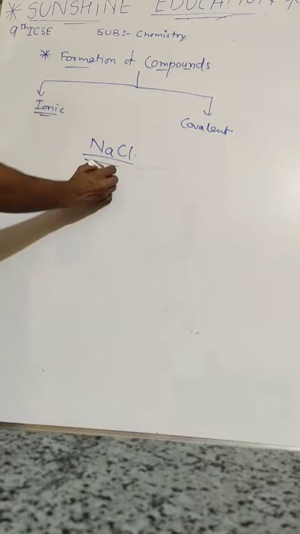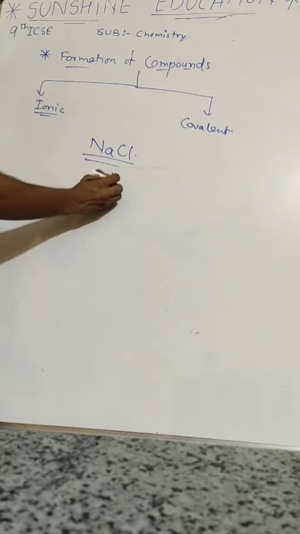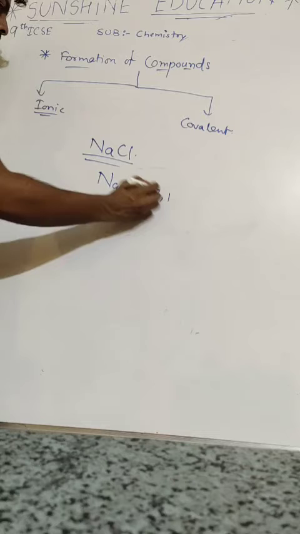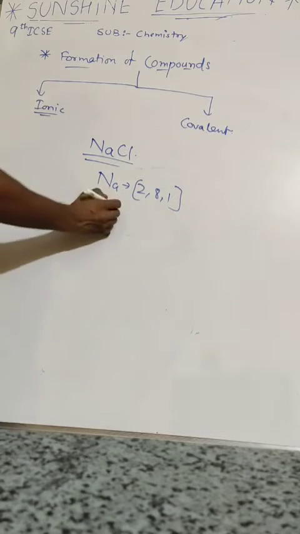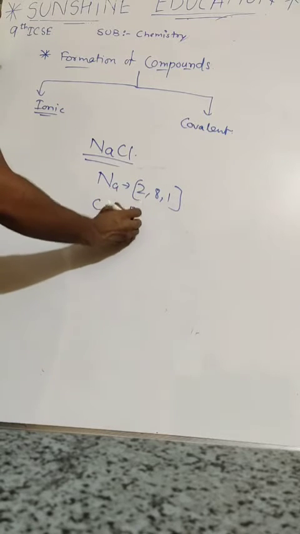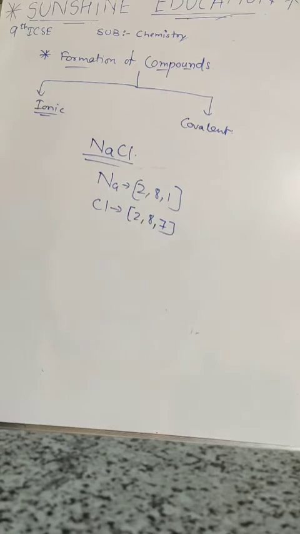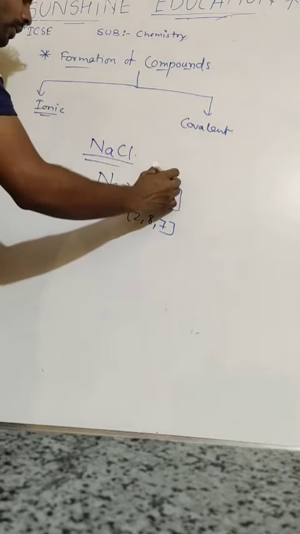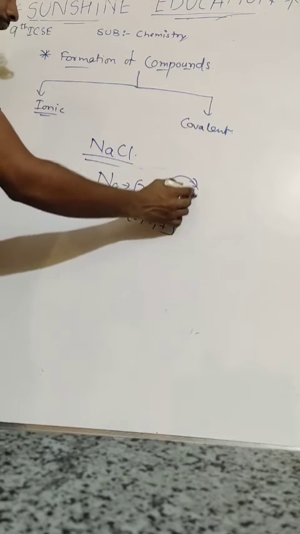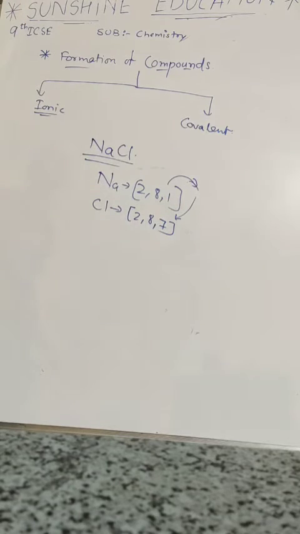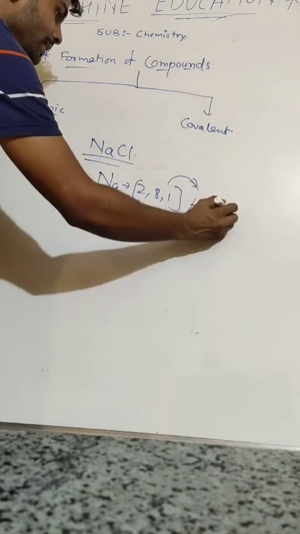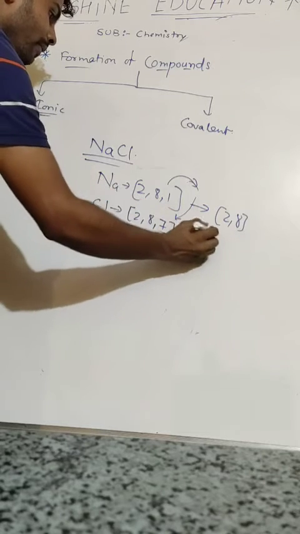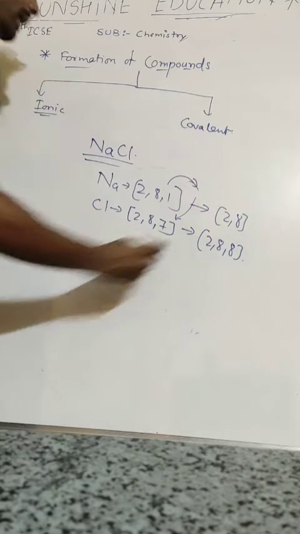But we all know that sodium, symbol Na, has electronic configuration 2,8,1, and chlorine, symbol Cl, has atomic number 17, so it has electronic configuration 2,8,7. तो क्या होता है, ये सोडियम है, to attain stable electronic configuration एक इलेक्ट्रॉन डोनेट कर देता है. ये डोनेट किया हुआ इलेक्ट्रॉन, क्लोरीन को तो एक इलेक्ट्रॉन की जरूरत ही है, तो क्लोरीन एक्सेप्ट कर लेता है टू अटेन इट्स इलेक्ट्रॉनिक कॉन्फ़िगरेशन. इसका रिजल्ट क्या हो जाता है, सोडियम अटेन्स इलेक्ट्रॉनिक कॉन्फ़िगरेशन 2,8, whereas chlorine attains electronic configuration 2,8,8.